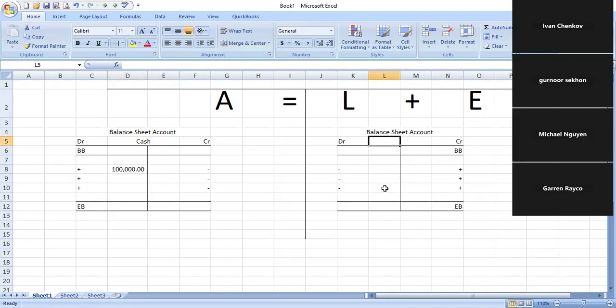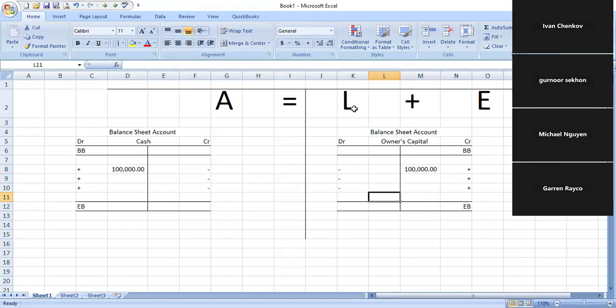Now, which account are we going to use? Since the owner is investing, that will be owner's capital. But since the owner's capital is increasing on the credit side, let's merge those cells. That's going to increase the credit with $100,000, the same amount. We have to keep it the same, otherwise we're not going to be in balance. So now my accounting equation is in balance.